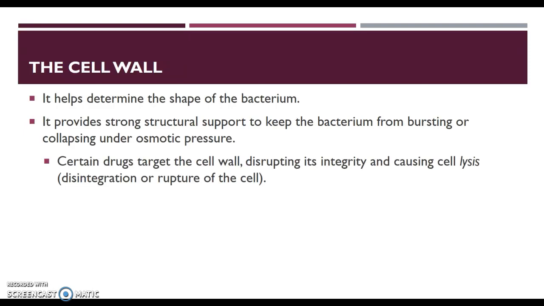The cell wall is the structure that helps determine the shape of the bacterium. It is very strong and rigid. It helps to provide support to the bacterium. It prevents it from bursting or collapsing under differing osmotic pressures within the environment. Certain antibiotics and other drugs are used to target particular components of the cell wall, and that disruption helps to disrupt the integrity of the cell wall, causing the cell to lyse or to rupture.